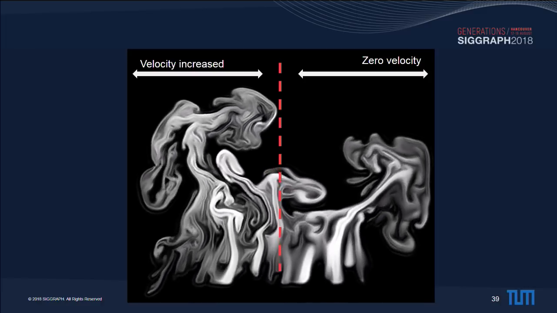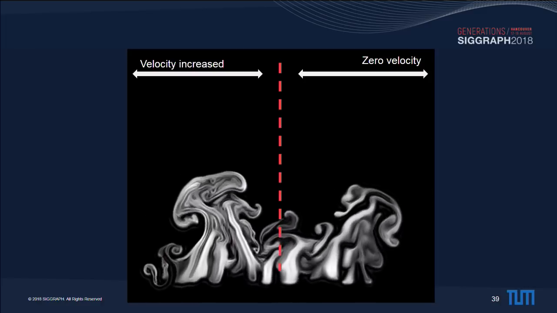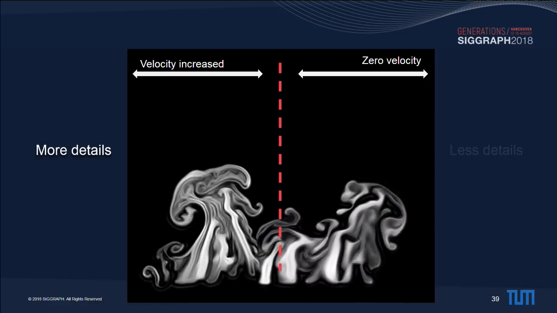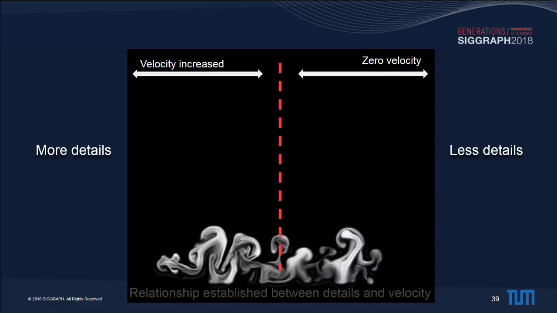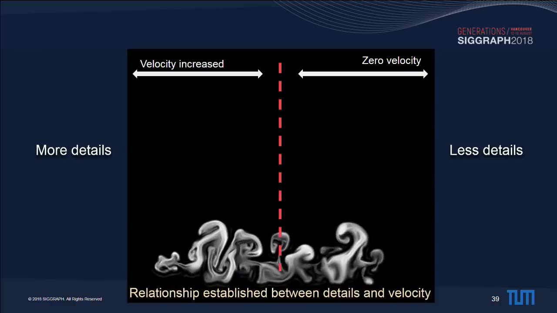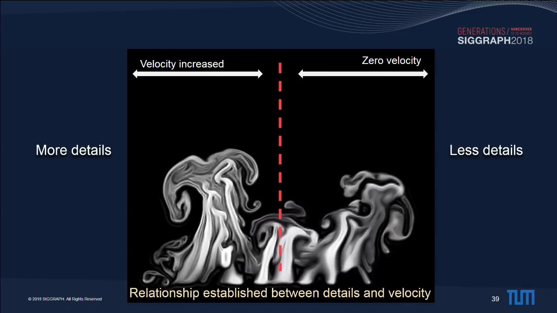It's very clear that in the left part, there are much more details. However, in the right part, where we set the velocity to 0, there are much fewer details. This also indicates that our neural network successfully learned the relationship between the details and the velocity.